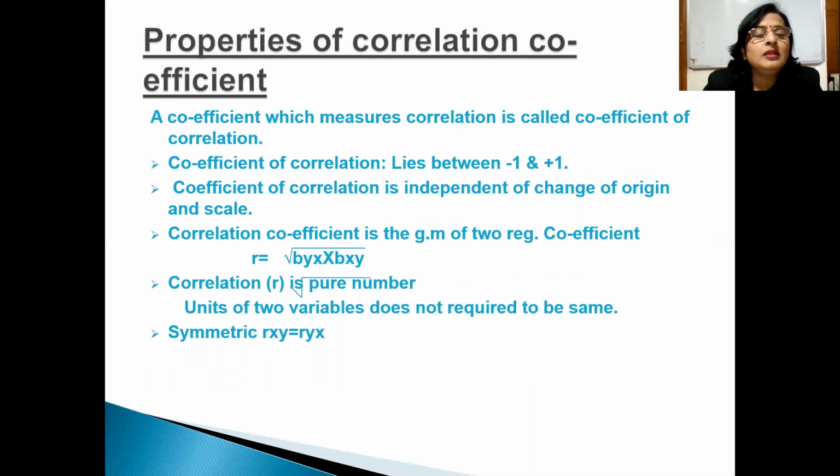Now, after discussing the Karl Pearson coefficient of correlation, there are different properties of the coefficient of correlation. The coefficient of correlation lies between -1 and +1. The coefficient of correlation is independent of change of origin and scale. The coefficient of correlation is the geometric mean of the two regression coefficients, which I have explained in my presentation: r is equal to the square root of byx times bxy. Now, what are byx and bxy? These are the regression coefficients. The correlation coefficient is symmetric: rxy can also be written as ryx.